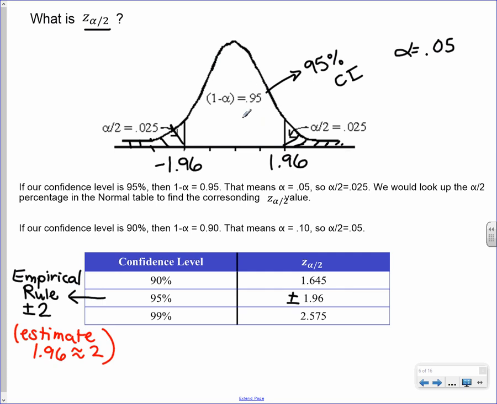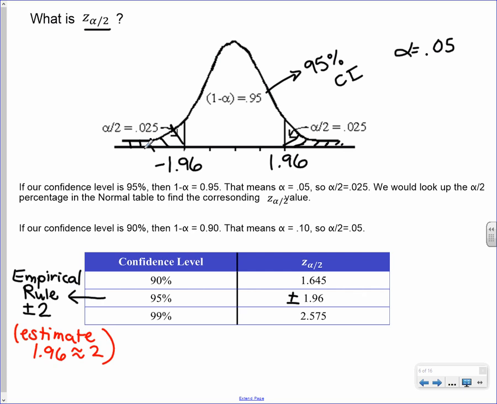Okay, then because the 95% is right in the middle and not shifted, it's not the lower 95% or the upper 95%, it's the middle 95%. Because it's set like that, we distribute that alpha 0.05 into both tails, right? So we divide it by 2. That's why it's called the alpha over 2, the alpha half, okay? And that equals 0.025, right? So our alpha half is 0.025. We would look up the alpha half percentage in the normal table to find the corresponding Z alpha half value, okay? So we would do that just like we would look up any area in our normal table. You look it up on the inside of the chart, find the corresponding value.